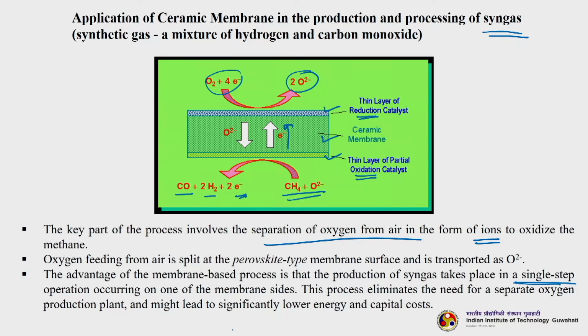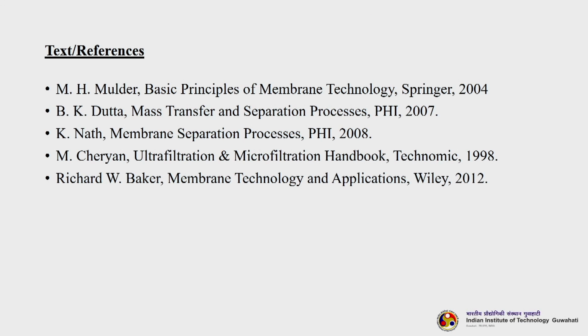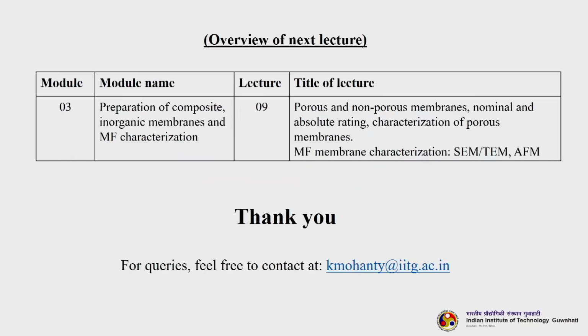So, the membrane is chosen in such a way that only the O2 minus is diffusing to this side and reacting with methane, forming carbon monoxide and hydrogen, right. Now, neither carbon monoxide nor hydrogen is diffusing back to the other side, otherwise the process will not be feasible. So, this is the role of this particular ceramic membrane. So, you can use these as the texts, Mulder and Kaushiknath's book. You can refer to other books also for today's lecture.